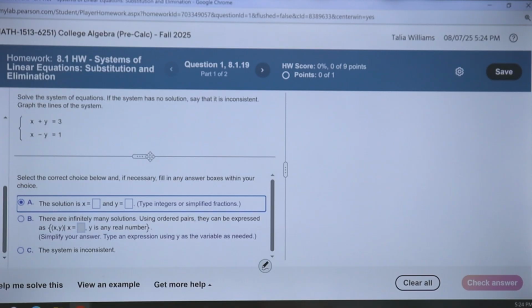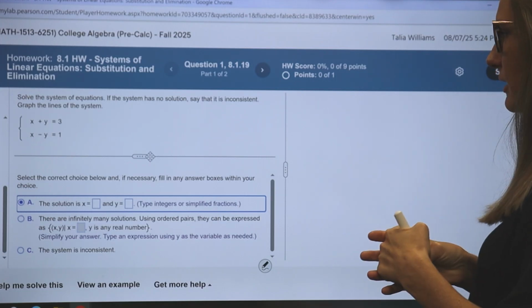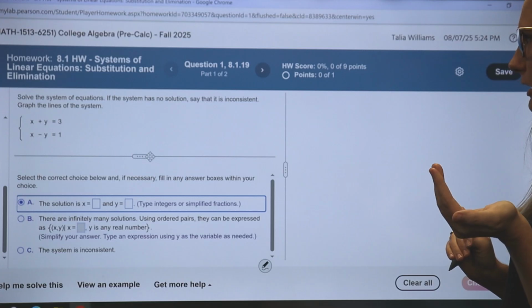So ours is going to have a solution. It is going to be A because it is not the exact same line and it doesn't have the same slope. Yep. Okay. I'm going to do this one algebraically and then we'll go ahead and put it into Desmos and check it.